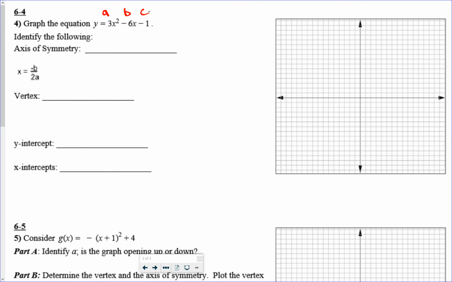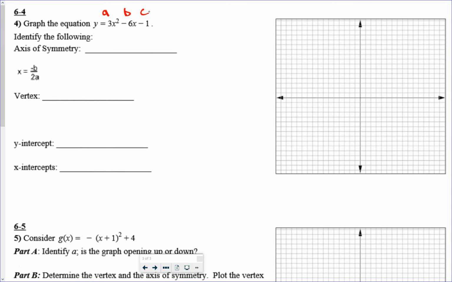What do I already know about this parabola before doing anything else? My a value is more than 1, so it's going to open up, and it's also going to be stretched, because it's a positive number more than 1. So it'll be opening up and stretched.